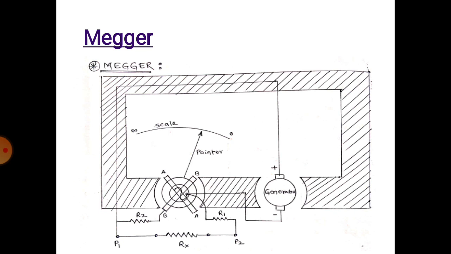The two coils are mounted on the same shaft but at right angles to each other. Current is fed to both coils by means of flexible connections.